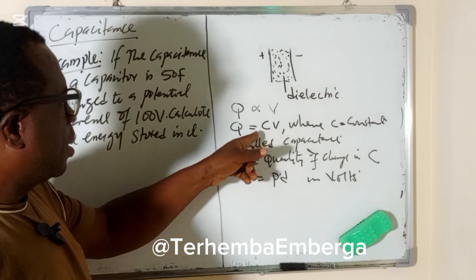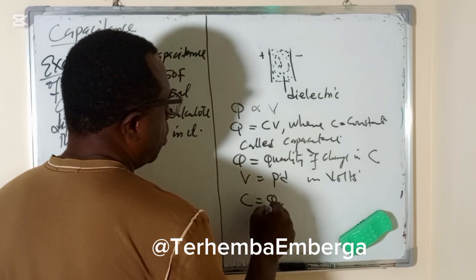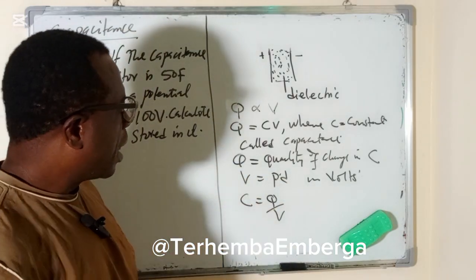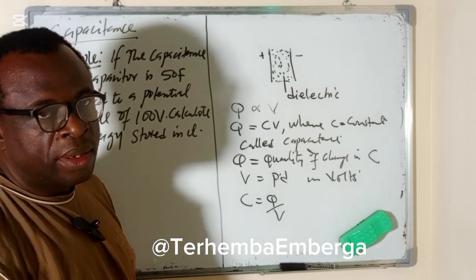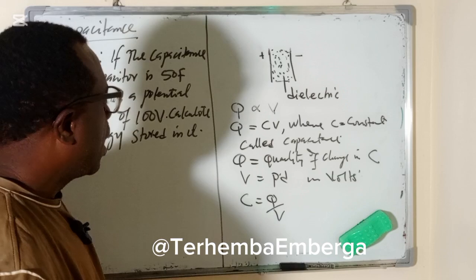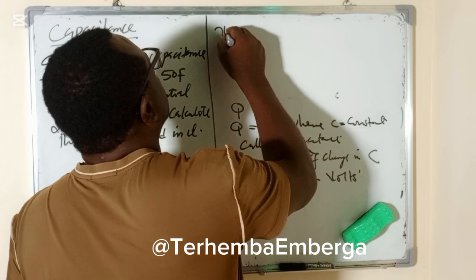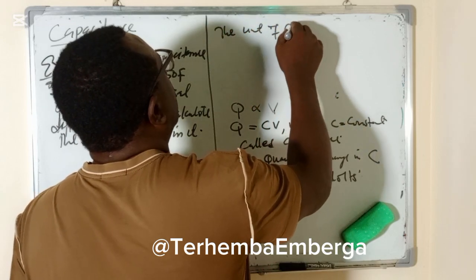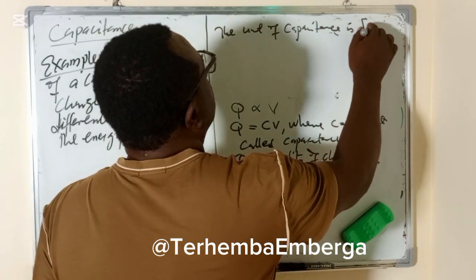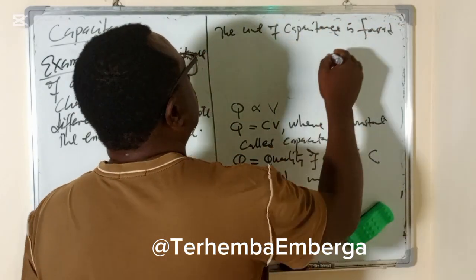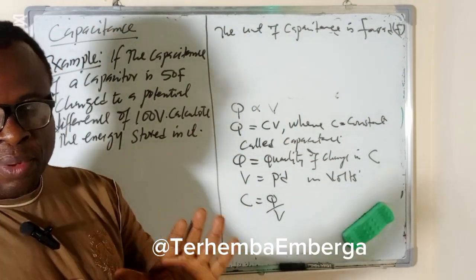So if you want to make C the subject, you can say that C is equal to Q all over V. So mathematically, we can define capacitance as the ratio of the charge per unit potential difference. And the unit of capacitance is farad, called F.